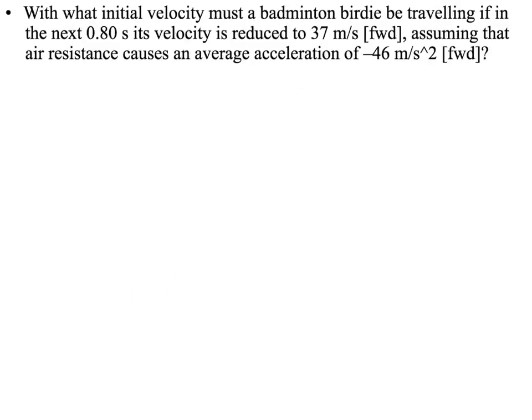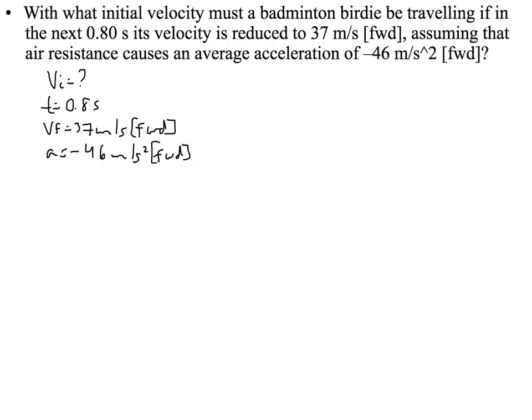With what initial velocity, so our question is asking for VI, must a badminton birdie be traveling if in the next 0.8 seconds, so time equals 0.8 seconds, its velocity is reduced to 37 meters per second. So VF is 37 meters per second forward. Assuming that the air resistance causes an average acceleration of negative 46 meters per second squared. Another way of writing that would, of course, simply be 46 meters per second squared backwards, in which case you would drop the positive, because we are going to assign that way to be forward, and we're going to call that positive.